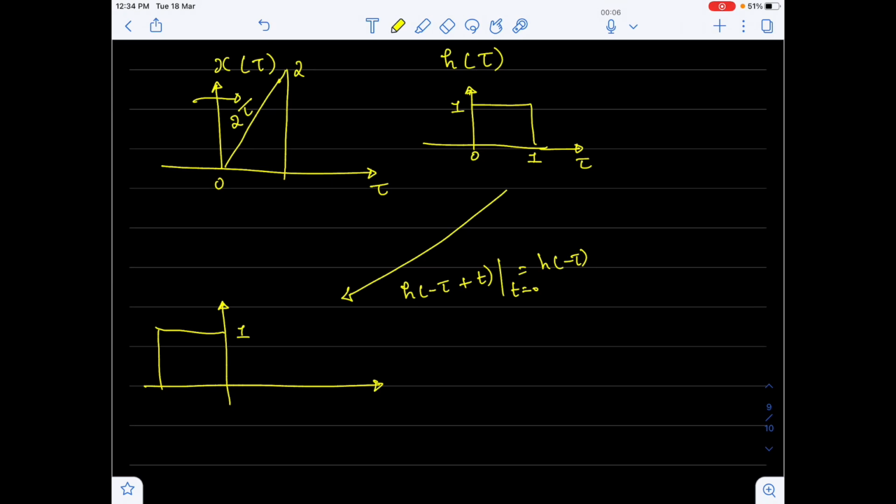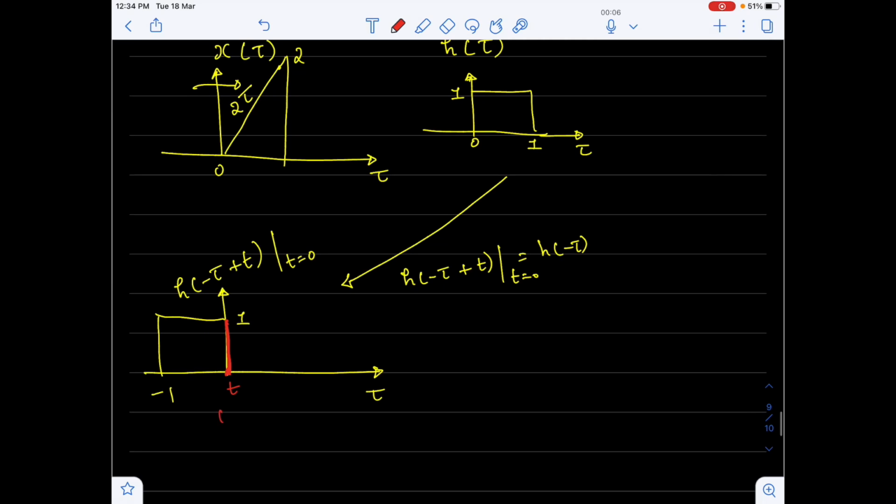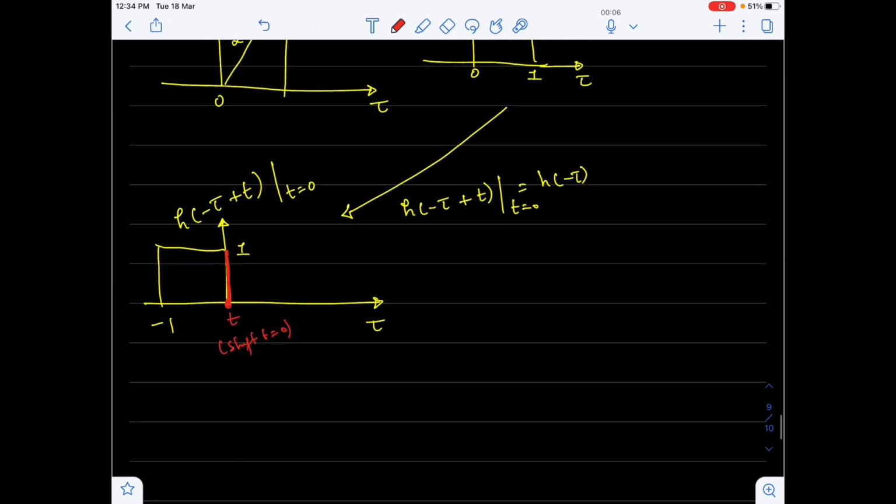So this is tau, this is minus 1, and here it is h of minus tau plus t, but our shift t is equal to 0. Now we have to mark the point for shift. I will mark the point again here, the same as in the previous problem, always do it like that. This is the point t, and our shift t is equal to 0. Since this is t and the overall distance is minus 1, this is t minus 1.